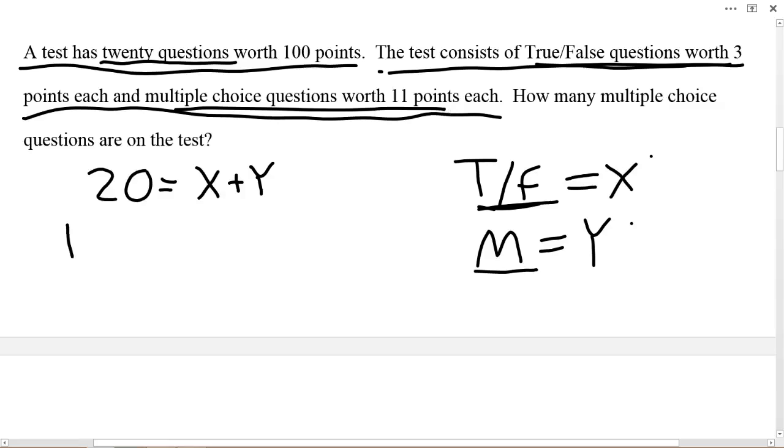So the test has to be out of 100 points, and it's telling us that true false questions are out of 3 points each. So we're at 3. We'll use x for, remember, the true false, plus 11 points for the multiple choice, which is y. Let me just put this here.